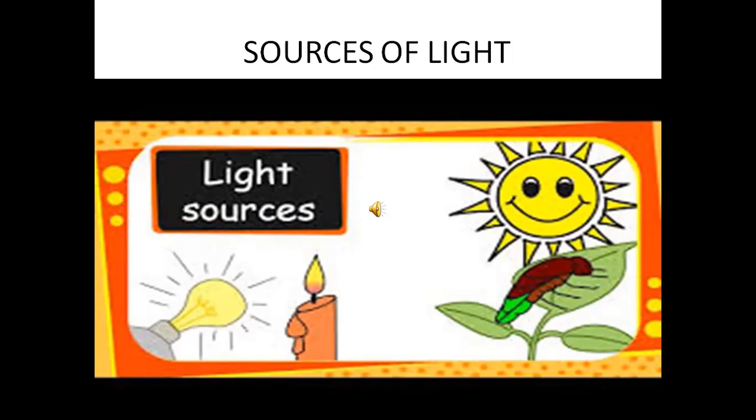Objects which are able to emit light are known as light sources, and light rays can come from different sources. There are two types of sources of light. First one, natural sources of light, and second one, artificial sources of light.